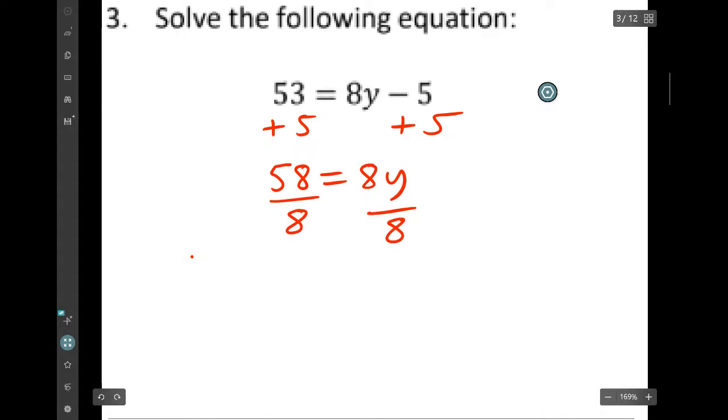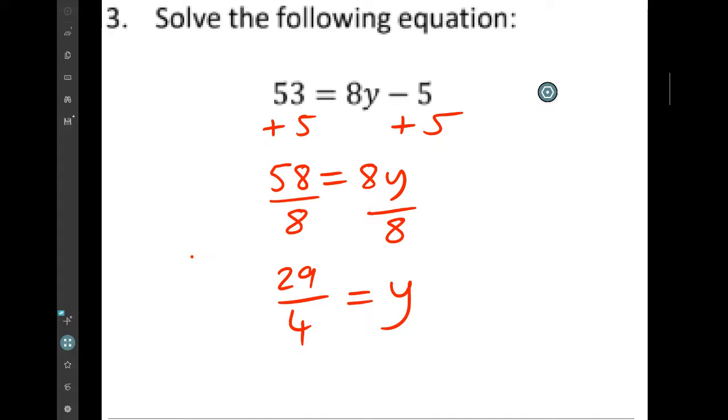Now 58 divided by 8 is not going to go exactly, so you can just simplify it. So that will just become 29 over 4 is equal to y, and then you can either leave your answer like that, or if you want to turn it into a mixed number, go ahead, have a bit of fun. 29 divided by 4, you should get 7 1/4. What a lovely question that was.